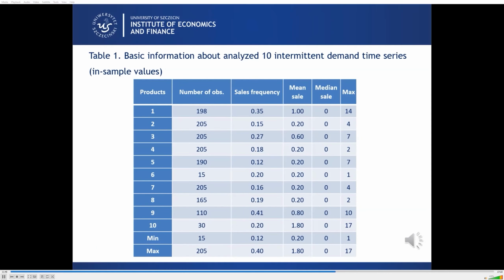In Table 1, there is basic information about the analyzed 10 intermittent demand time series. These are in-sample values. As you can see, sometimes the number of observations was below 205, so for some products, sales history was shorter. Sales frequency, defined as the share of weeks with positive sales, was below 40%. This is why median sale for all products was equal to 0. In the last column, there are maximal values, which indicate the presence of outliers.